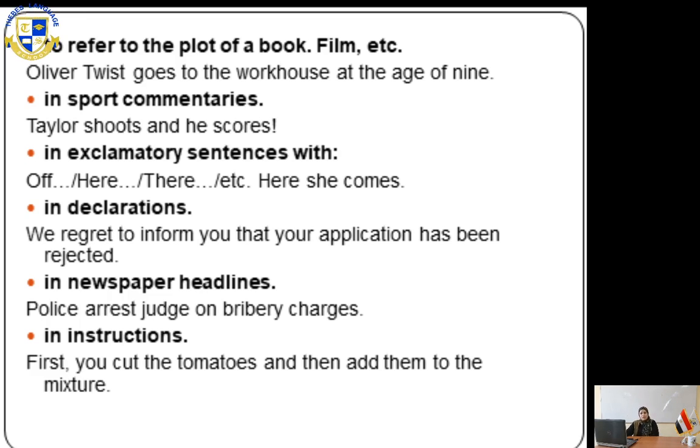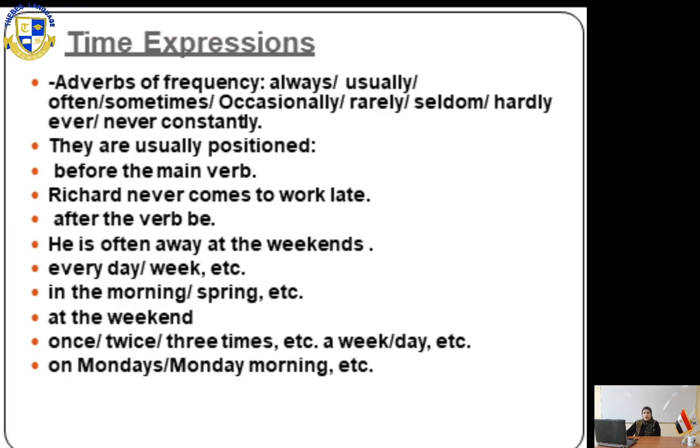As for the time expressions, we have the adverbs of frequency, like always, usually, often, sometimes, occasionally, rarely, seldom, hardly ever, never, constantly. But take care that we can use some of these time expressions with other tenses. As for always, we can use it in present simple, past simple, present progressive. So take care that they are not only connected with the present simple tense.